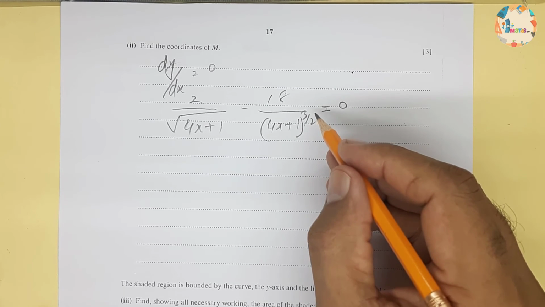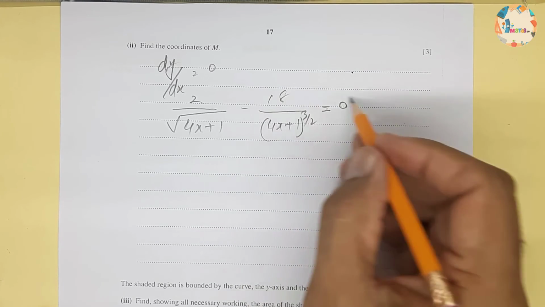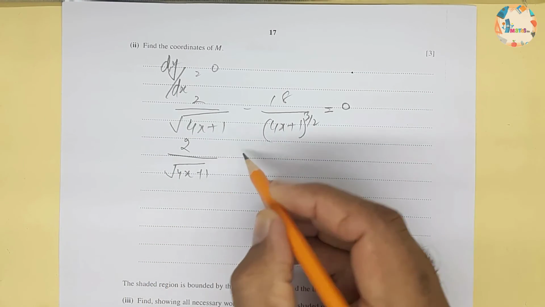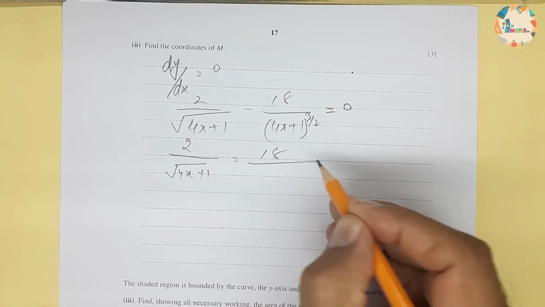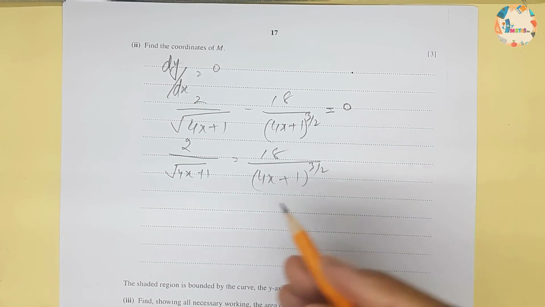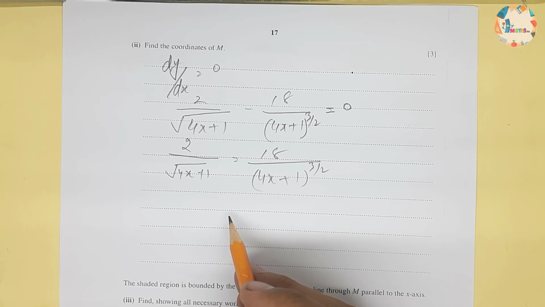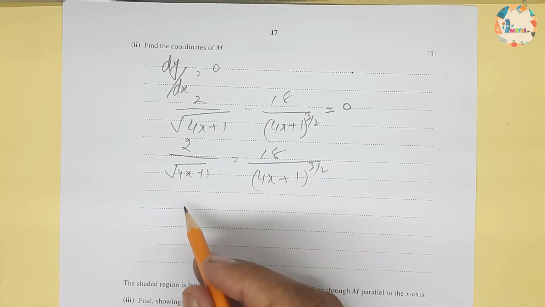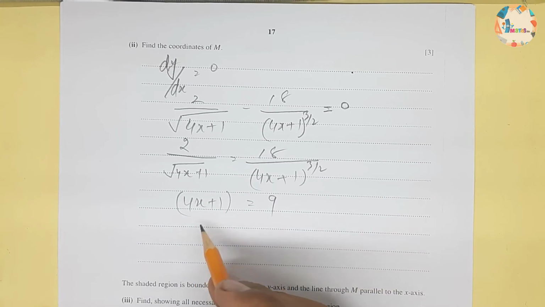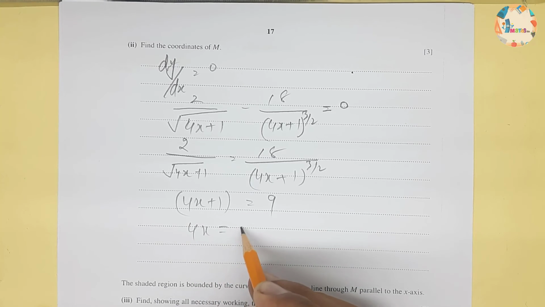Now we'll be simplifying, and we can shift this to the other side. So 2 over root of 4x plus 1 is equal to 18 over 4x plus 1 raised to the power 3 by 2. And now we can basically cancel this one, and we can write 4x plus 1 is equal to 9. This implies 4x is equal to 9 minus 1, which will be 8. So x is equal to 2.